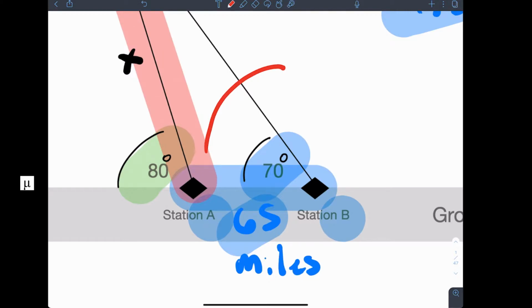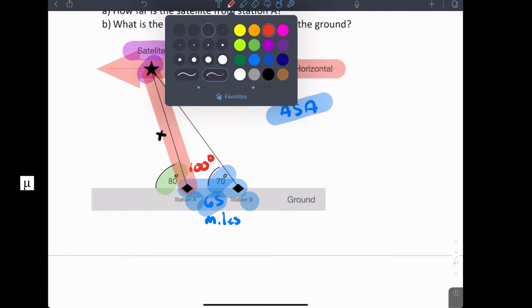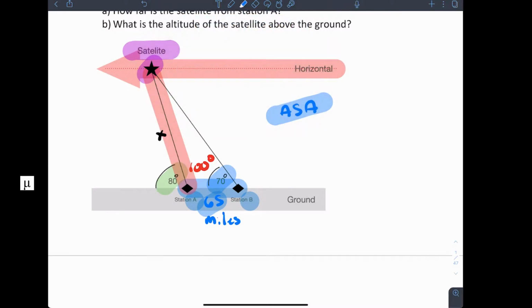How do I know that angle? What does that angle measure? Anybody know? That should be 100 degrees. How do I know it's 100 degrees? 180 minus the 80. Aren't these supplementary angles? So you guys remember why we did the geometry review? We did supplementary angles. And so now here, this measures 100 degrees. So what do you have now? What is this? Angle, side, angle.